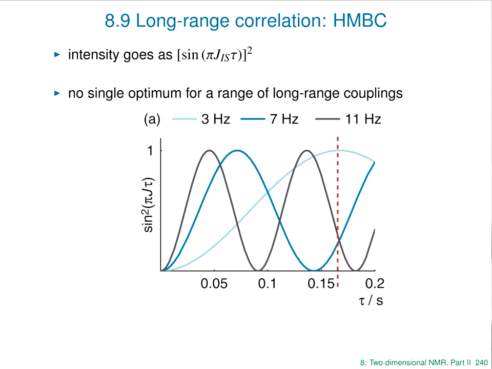So there's really no way of choosing a single value which gives you good intensity for all possible long-range couplings, simply because they have too wide a spread. So you basically have to choose a compromise. You either choose a small value, which gives you some intensity for all of them, or you decide, I'm going to do several different experiments with different values of the delay.